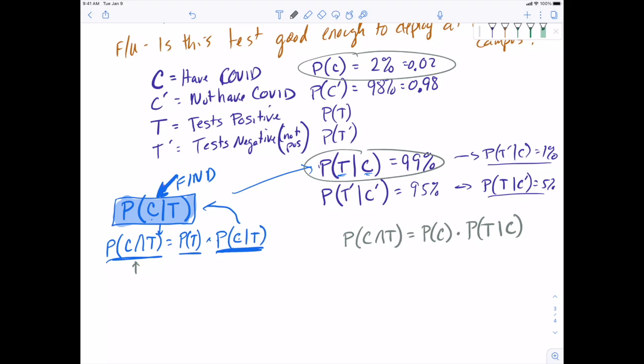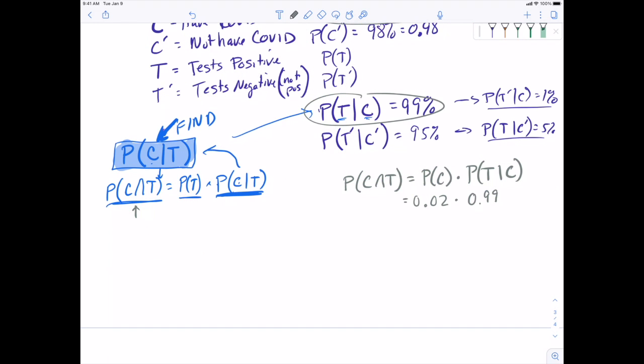Okay? So that's 0.02 times 0.99, and that equals 0.0198. And now let's build a chart over here that's really going to help clarify some things. So there are 4 cases, and they're all mutually exclusive, that we have COVID and we have a positive test.